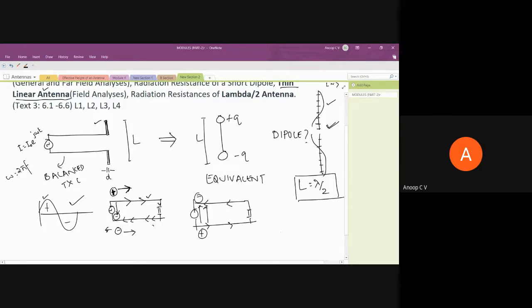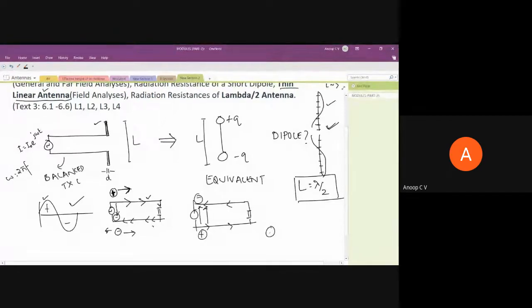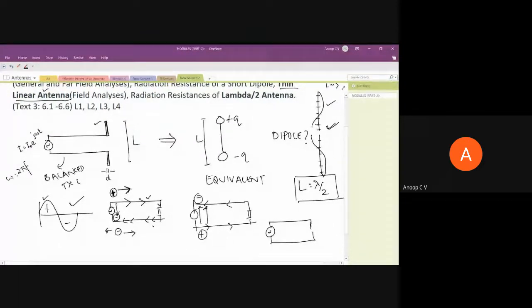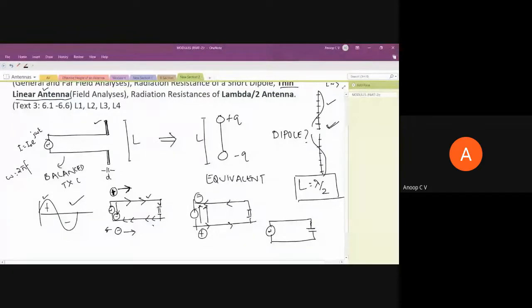Now you just assume I have a transmission line, and I'm connecting a small capacitor as a load. Assume the plate of the capacitor is circular, a disc-shaped capacitor. So a circular disc-shaped capacitor I have connected at the load.